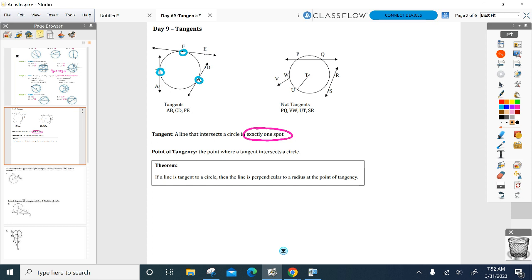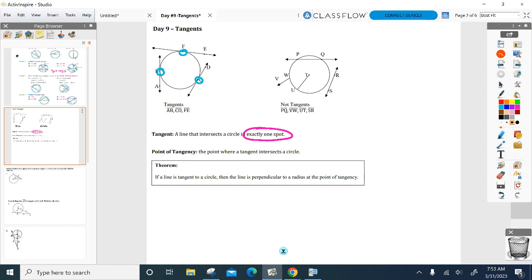Tangents are a line, okay? Not a line segment. And plus, what is TU anyway? That's a what? A ray. How long have you been in this unit? What is TU? A radius. That's a radius, yes. And why doesn't VW work? Touches it once. It's not a line. Not a line. It's got to be a line that touches it once, okay? Everyone good with the tangent?